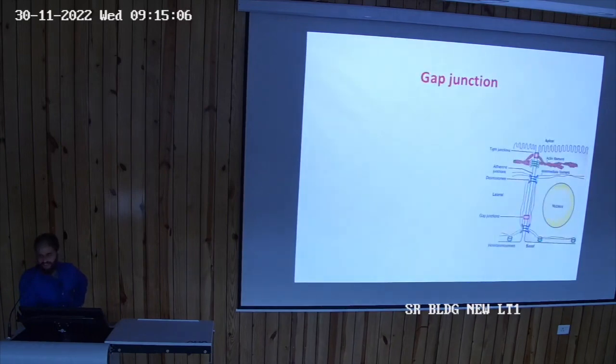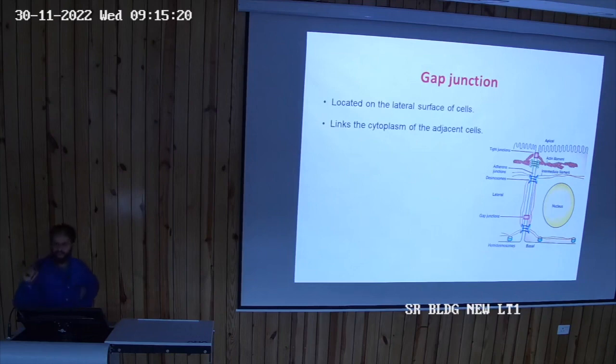Then another type of junction, that is gap junctions. As the name itself suggests, there is a gap in between those two cells. They are connected with each other through gap junctions. Connexins are the proteins in it. The important feature is that it links the cytoplasm of the adjacent cells. This is the gap junction.